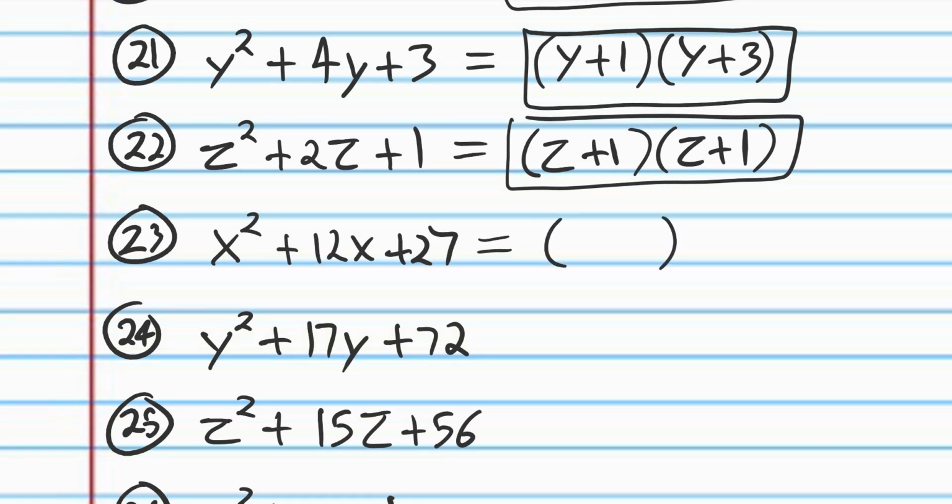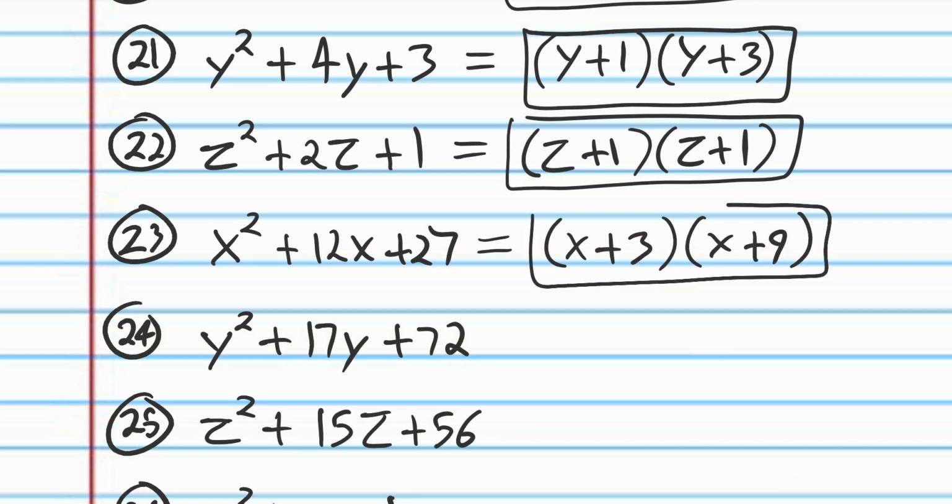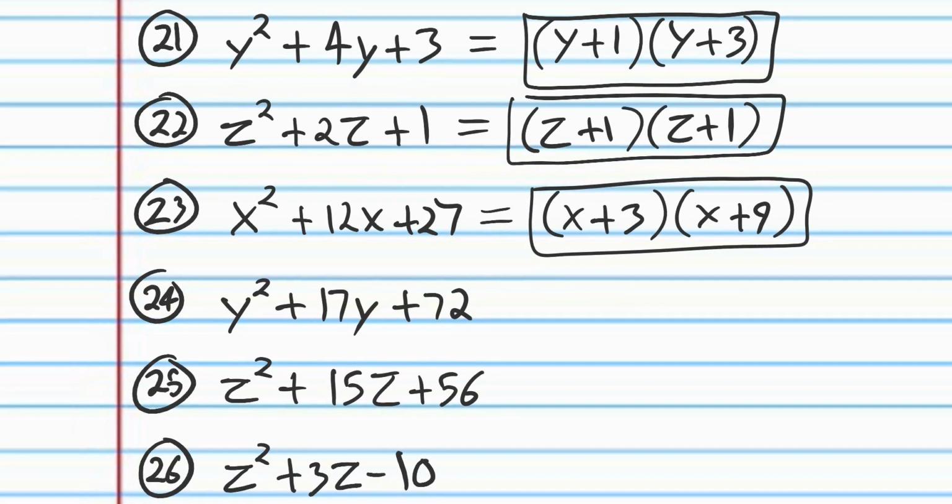All right, we're back. So I know, let's see, 1 times 27 doesn't work because 1 plus 27 is 28. And I think there's only one other possibility, and that's 3 times 9. 3 plus 9 is 12, so that works. So if you got 3 and 9, good job. All right, try 24, and when you come back, we'll do it together.